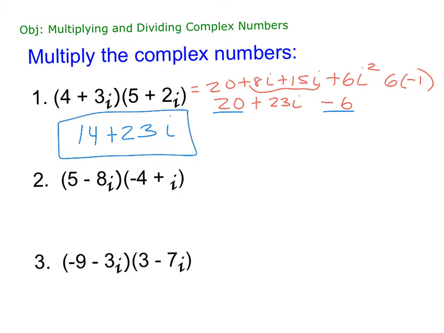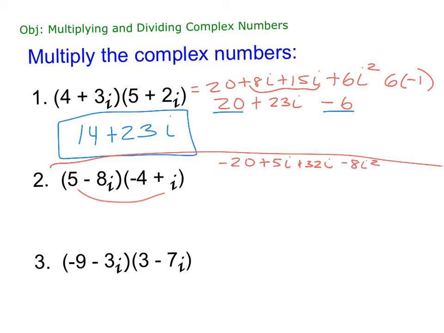All right, so number 2, -20 plus 5i plus 32i minus 8i squared. The middle 2 gives us 37i. -8 times i squared is -8 times -1, which is plus 8. So that gives us -12 plus 37i.